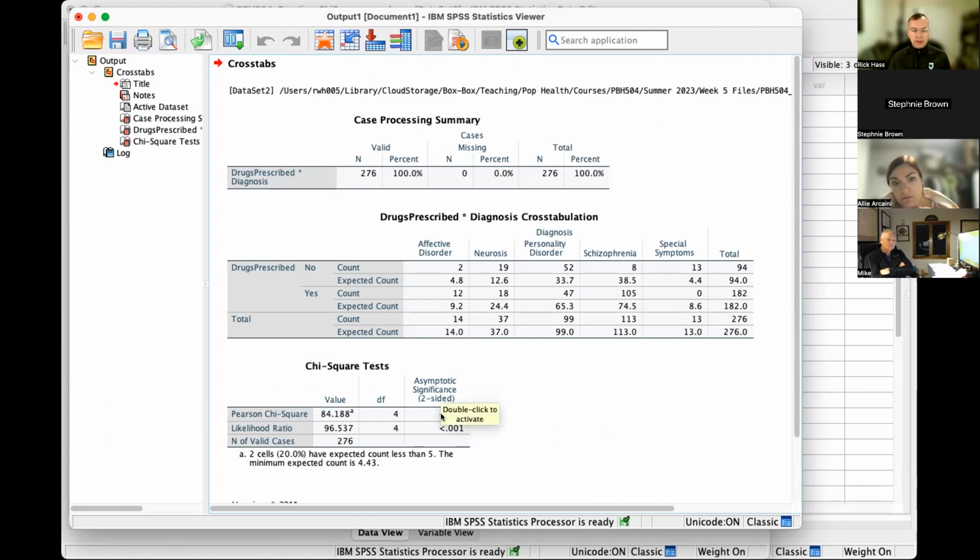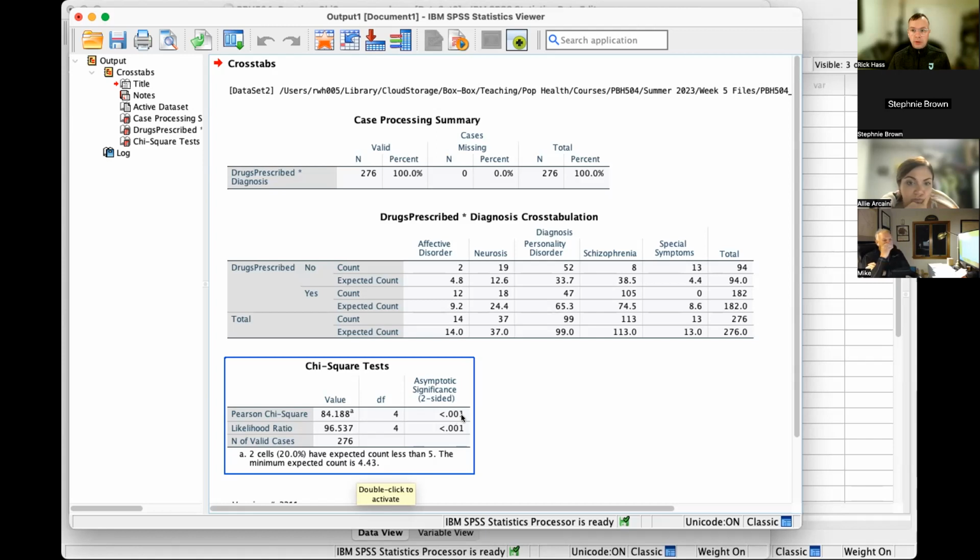What we've got in this table is the chi-square value, the degrees of freedom, and the p-value. Whenever in SPSS you see less than 0.001, that means that p is very, very small.